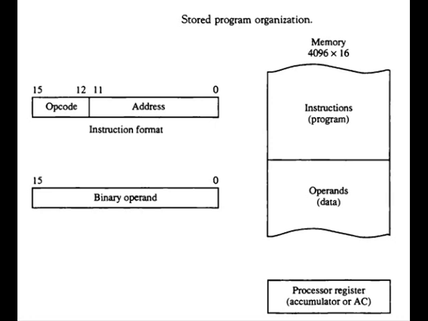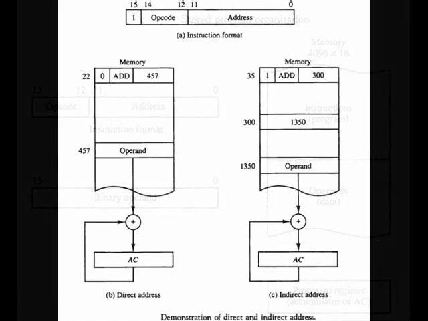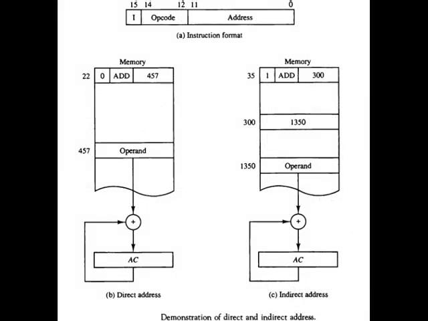There are two types of address part. One is direct address and another one is indirect address. It can be represented by the 15th bit. The bit is called the identification bit. The identification bit represents whether the address is a direct address or an indirect address. If it is 1, it represents the indirect address. If it is 0, it represents the direct address.